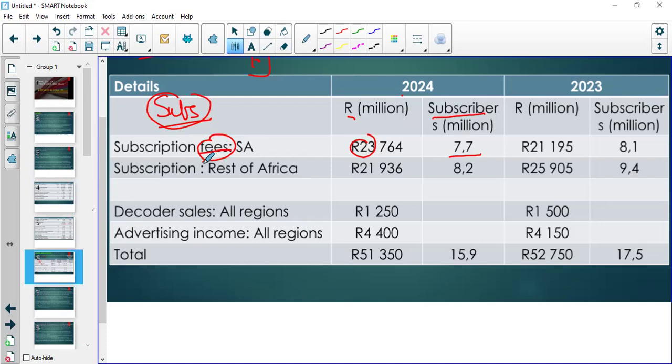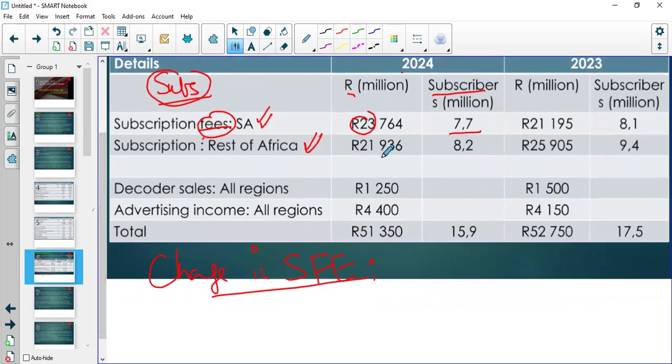So we have 2 regions. We have South Africa, we have the rest of Africa. So I'm not sure if that would be 1 ratio or 2 ratios. I don't know. Because if I say change in subscription fee, or growth in subscription fee or whatever, then I do for South Africa, then for the rest of Africa. I don't know whether they will say that is 1 ratio or 2 ratios. I don't know what they would do. But for me, I would think that's 1. But right, I'm not the examiner there.